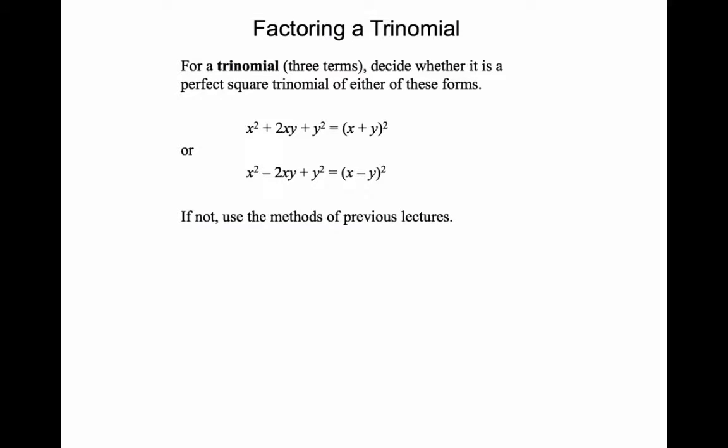Factoring a trinomial. For a three-term polynomial, a trinomial, we have to decide whether it is a perfect square or not a perfect square. If it is a perfect square trinomial, then we have (x plus y) squared, or (x minus y) squared. We have a formula for that. (x plus y) squared would be x squared plus 2xy plus y squared.